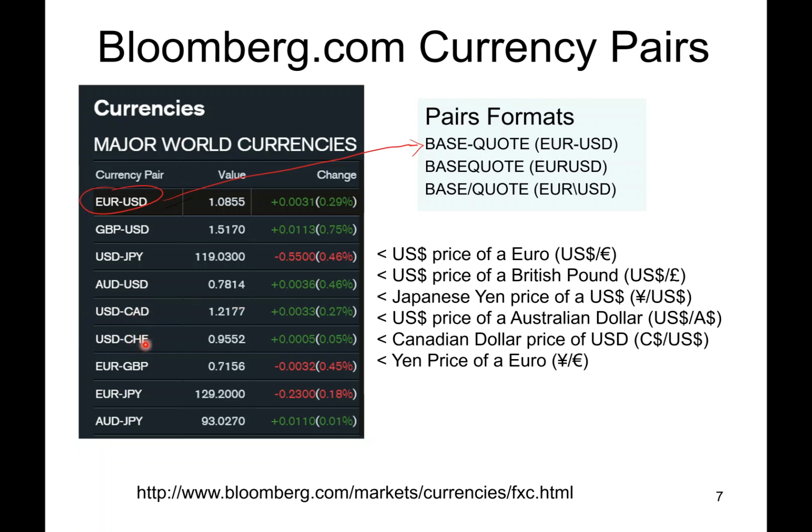And this, the CHF, that is the Swiss franc. This is the Swiss franc price of $1 US. So it's 0.95 Swissies to buy $1. And right here, here's the USD JPY. This is the price of a dollar quoted in yen. So it's 119 yen to buy $1 US.